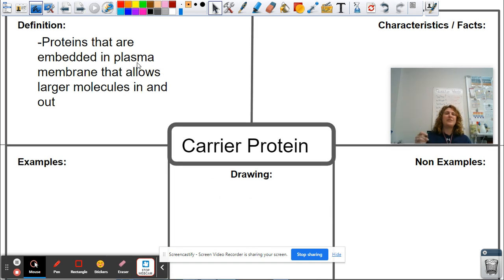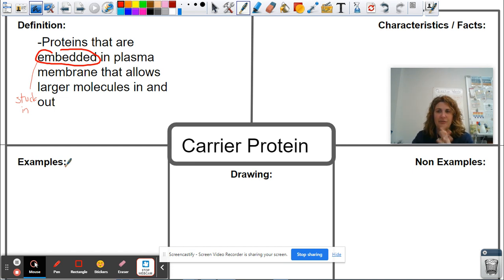Carrier proteins are proteins that are embedded. Embedded is just a fancy word for stuck in. Not loving this giant pen I have here. There we go. They are stuck in the plasma membrane, and that allows larger molecules in and out.